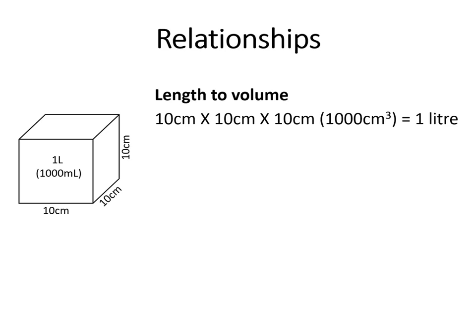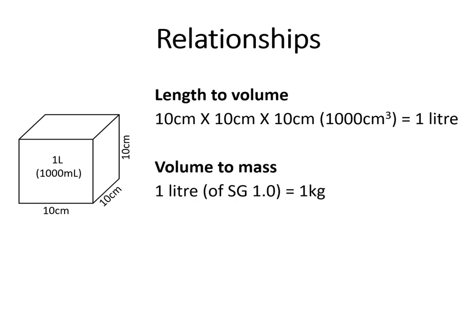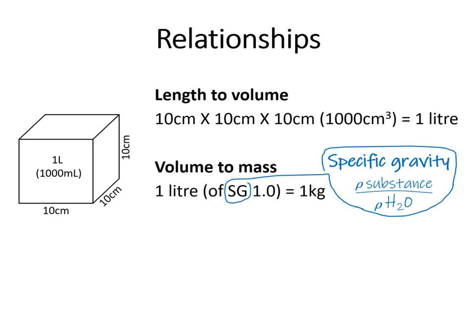As we've already ascertained, 1 litre is equal in volume to 1,000 cubic centimetres. What's also true is that a volume of 1 litre or 1,000 millilitres of a substance with a specific gravity of 1 will have a mass of 1 kilogram. The specific gravity, or Sg, is the density of the substance over the density of water. Similarly, therefore, 1 millilitre of a substance with a specific gravity of 1 will have a mass of 1 gram.